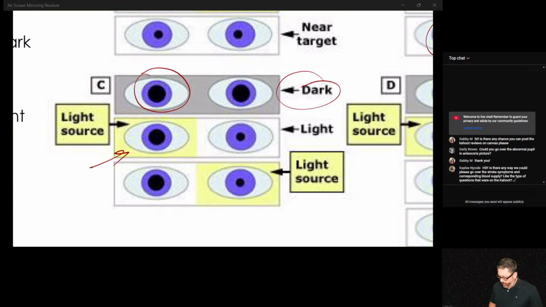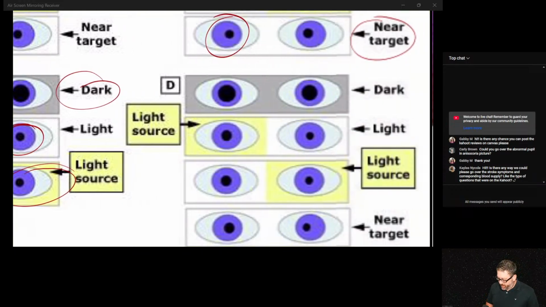Then you get the consensual response on that side. You put the light source on the left side, and there is no consensual response on the right. So that's how you know that the right is damaged in this case. So in a dark room, you start off there. If they're both dilated, you still don't know which one's affected. Do your light test and figure it out.